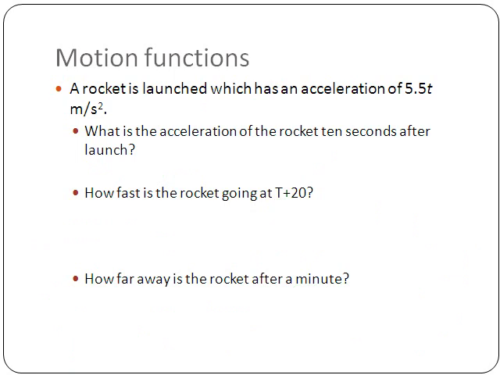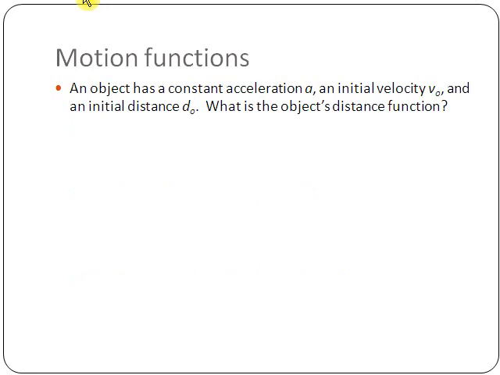Now, one last example before we finish things up. And this one sort of ties everything together. Earlier, we looked at basically our distance equation. So let's talk about what happens if we have an object that has a constant acceleration. This constant acceleration is quite simply going to be a. The initial velocity of this object is v naught and it has an initial distance of d naught. So the question is, what's the object's distance function?